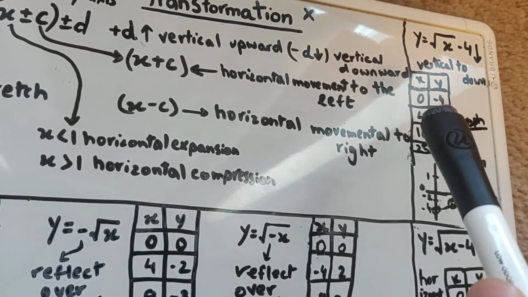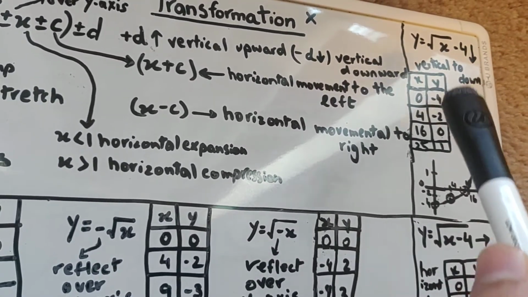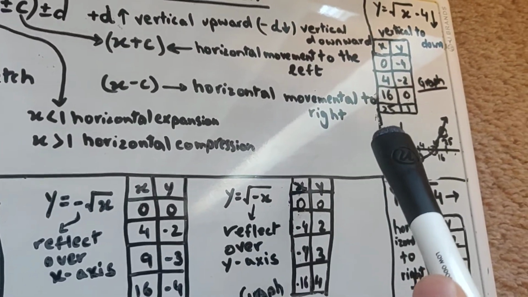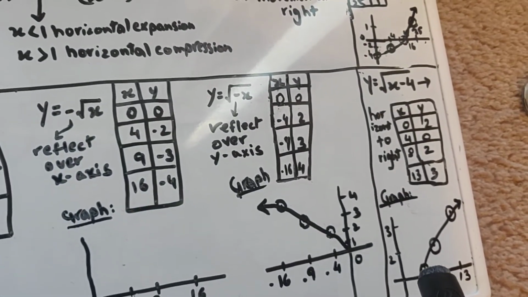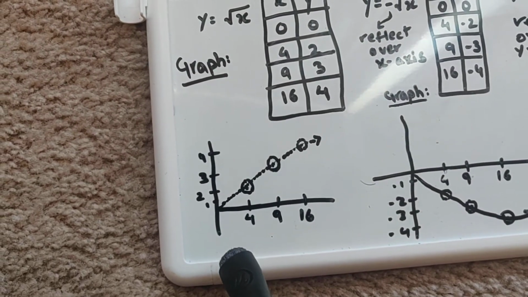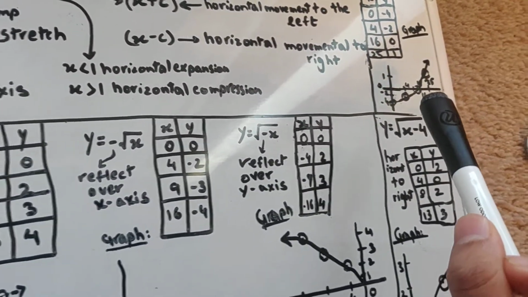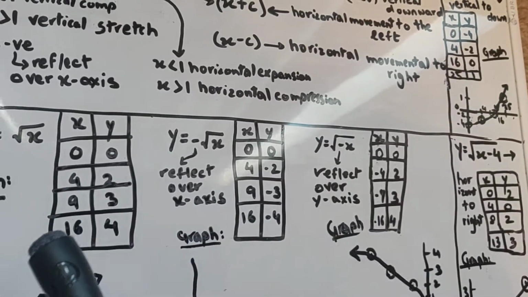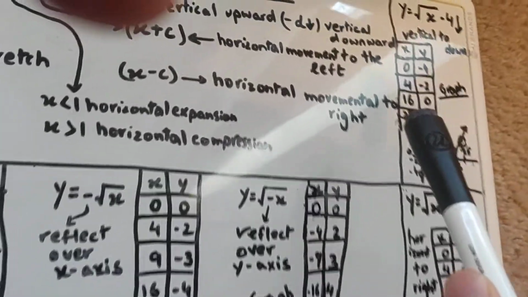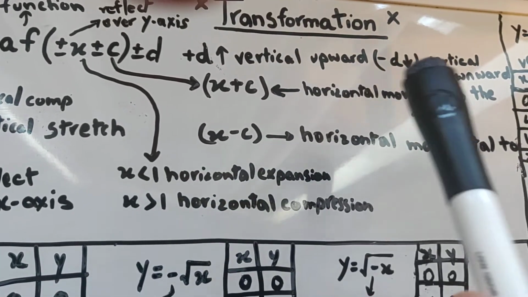Now we go there, the values shift by negative 4. It should be a downward movement. Instead of starting from 0, it starts from negative 4. Look, it starts from negative 4 and rises up. So it's a vertical movement downward, which I show in this equation: vertical movement downward when it's a negative value.